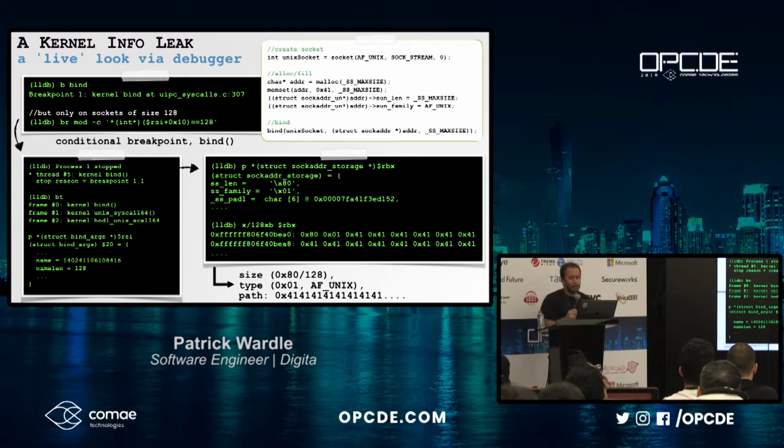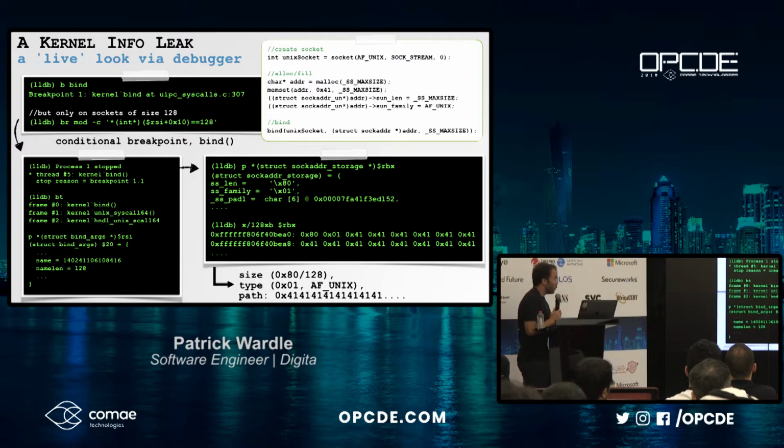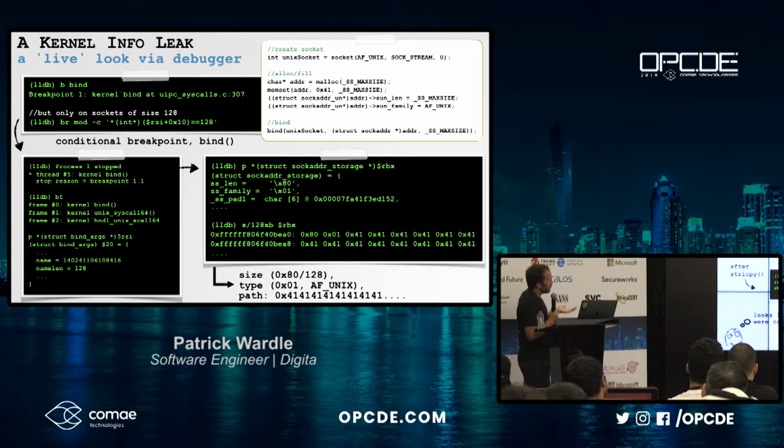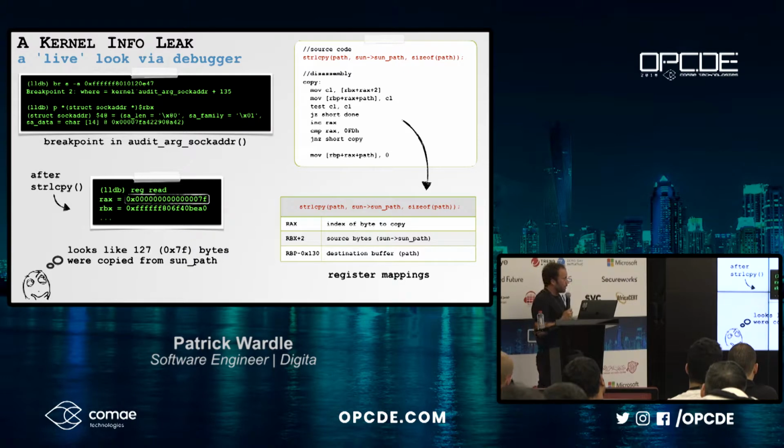Let's briefly walk through this in a debugger to show it happening in action. The first thing we do is set a conditional breakpoint on bind. Then here's our user mode code to create this non-null-terminated Unix socket. We then call bind in user mode, which will trigger our kernel mode breakpoint. If we dump various values, we can see that yes, this is our Unix socket, and yes, it has a path that's not null terminated. If we then set a breakpoint on the vulnerable code, we can hit continue in the debugger, and it'll break as it's about to audit this Unix socket.